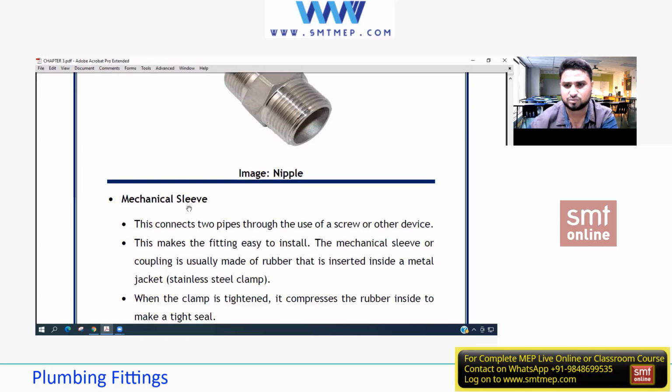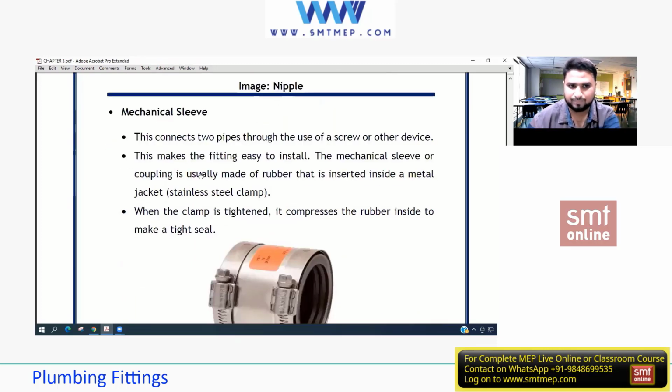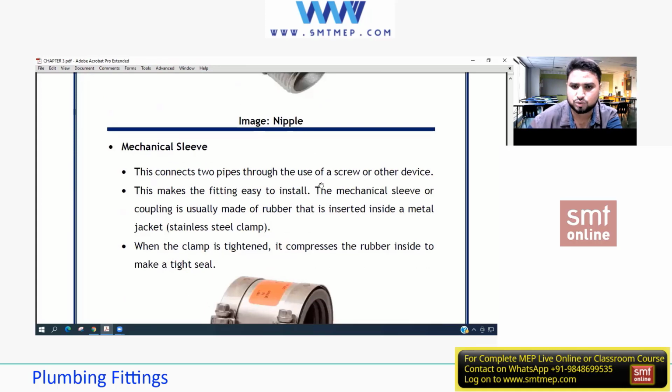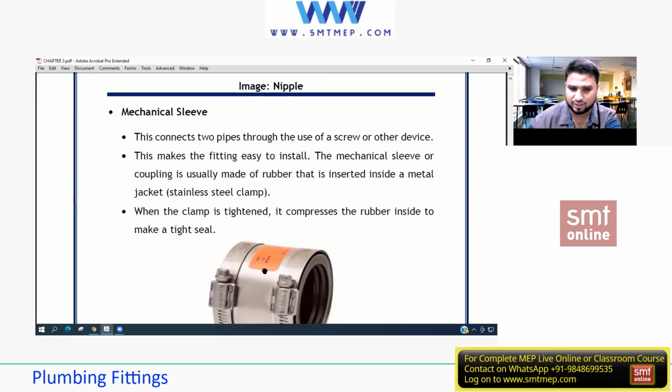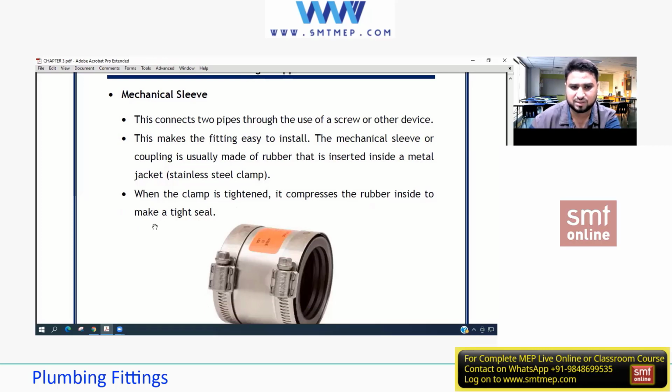That means when we tighten it, it doesn't come out. You can relate now. This connects two pipes through the use of a screw or another device. This makes the fitting easy to install. The mechanical sleeve or coupling is usually made of rubber that is inserted inside a metal jacket. This is the rubber inside. This is a metal jacket, I mean the top body. When the clamp is tightened, it compresses the rubber inside to make it tight.